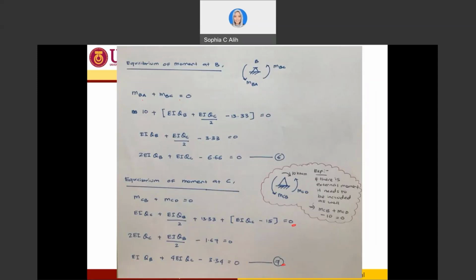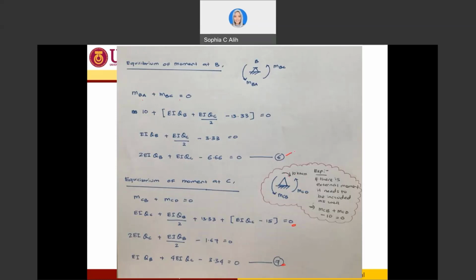Now, please be careful. In some cases, they will say that there is an external moment being imposed at support C. For example, there is an additional 10 kilonewton meter clockwise moment being imposed at support C. So when this is the case, you should include this moment in order for you to get the equilibrium at point C. If there is no additional moment from outside, then you can always solve it directly as it is.